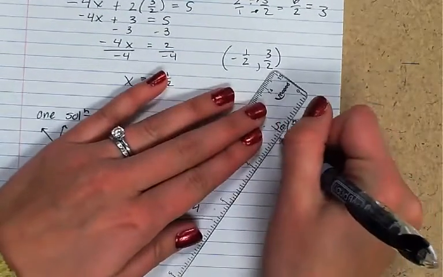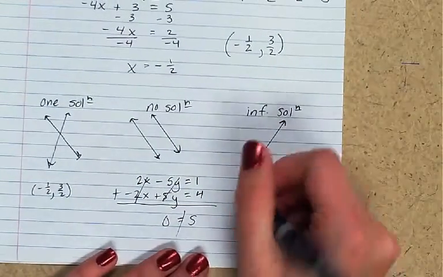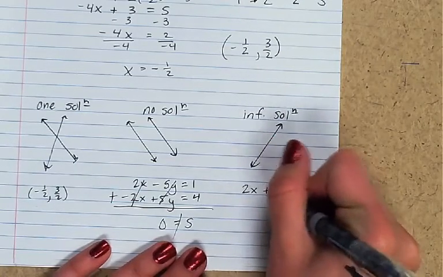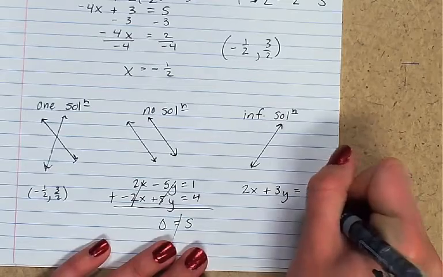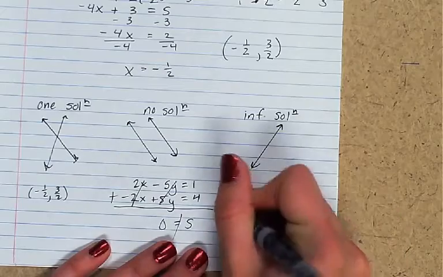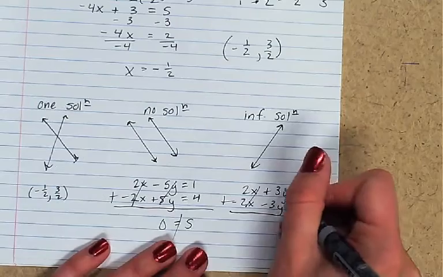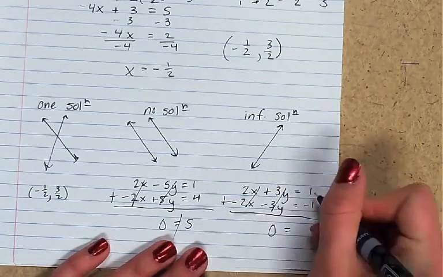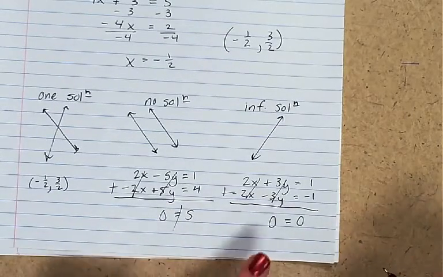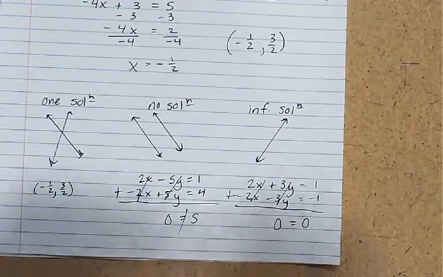For infinite solutions, that's if you end up with the exact same line, so the two lines lie on top of each other because they're the same. So that would be an example of like 2x plus 3y equals 1, negative 2x minus 3y equals negative 1. So when you add them, 2x plus negative 2x, gone. 3y plus negative 3y, gone. So on the left side, we get 0, and then 1 plus negative 1 is also 0. So all the variables canceled out, but that's a true statement. 0 does equal 0. So this is what it'll look like if it's infinite solutions.